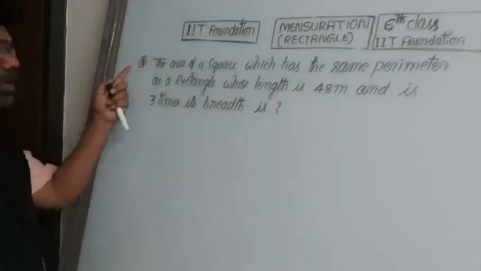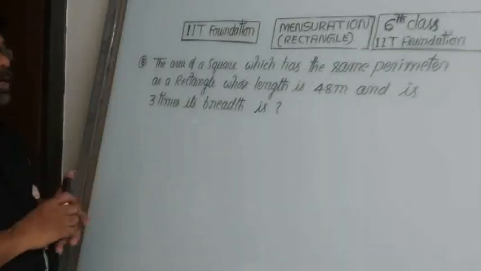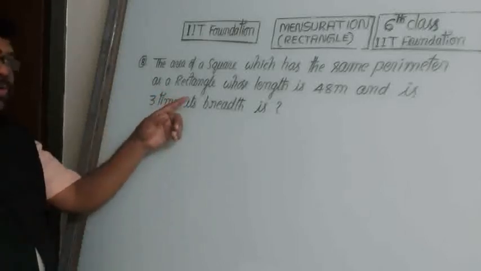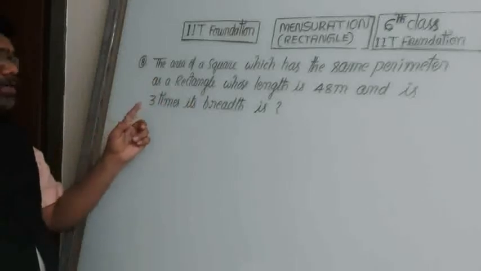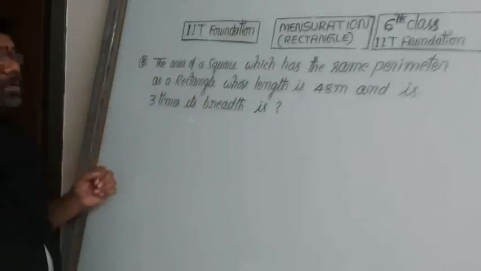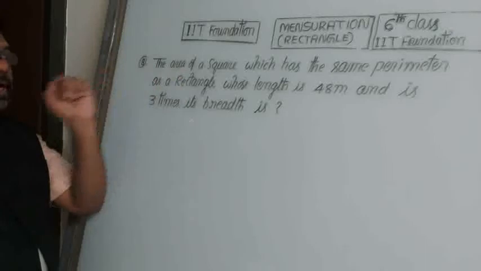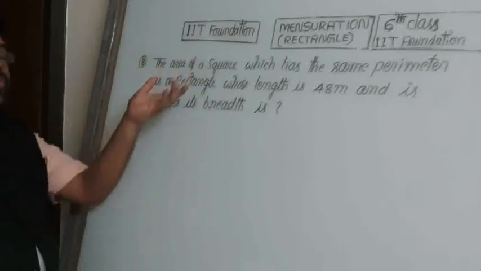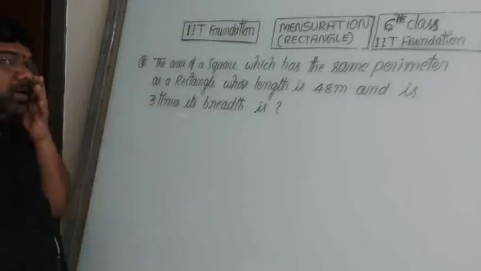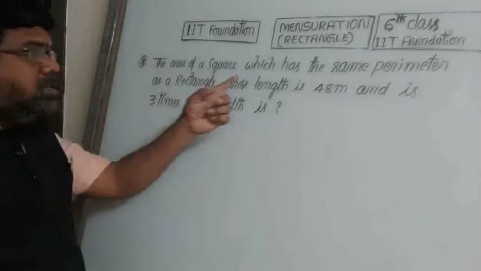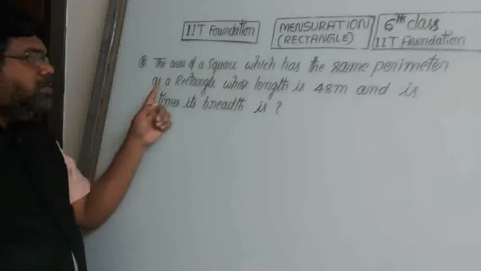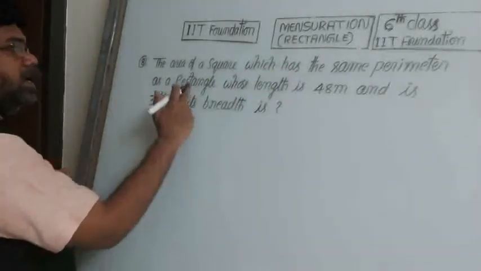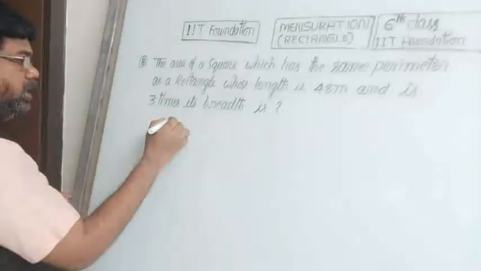So question number 8. The area of a square which has the same perimeter as the rectangle, whose length is 48 meter and is 3 times its breadth. So we require the area of a square. But some clues, some conditions are given. What are the conditions here? Which has the same perimeter as the rectangle, means perimeter of rectangle equal to perimeter of square. That condition is given.